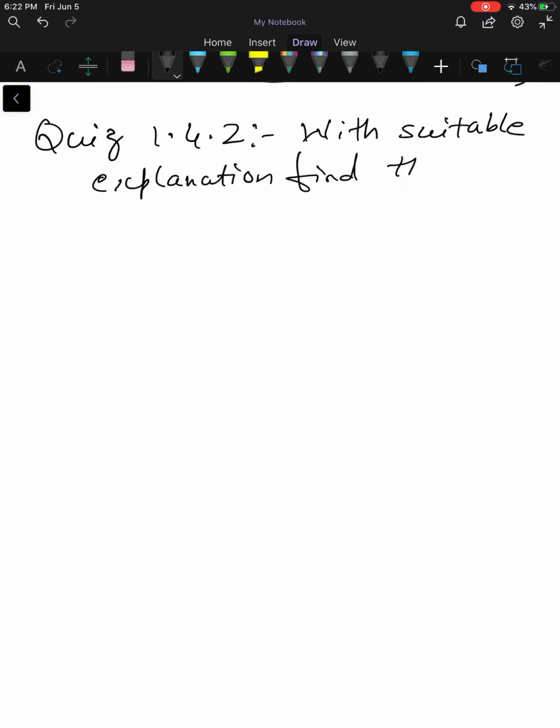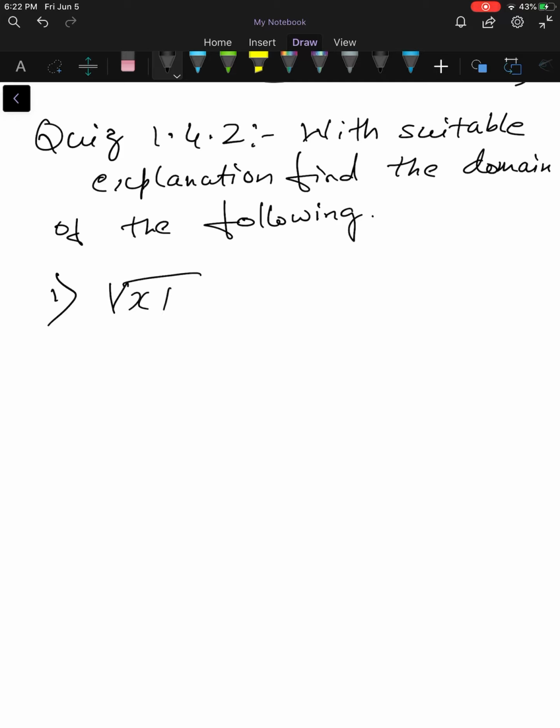Find the domain of the following. First one, square root of x plus 1 divided by 2x plus 3. Second one, 3x divided by x squared minus 1.